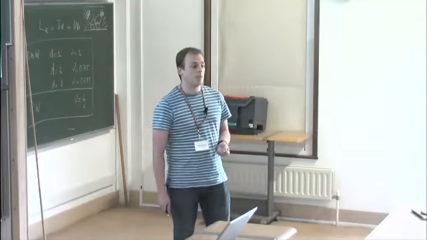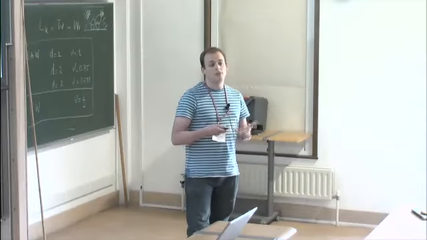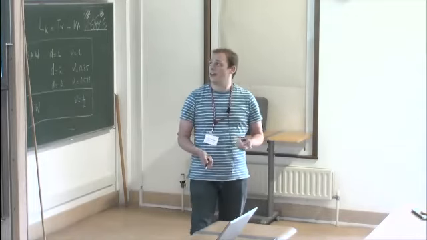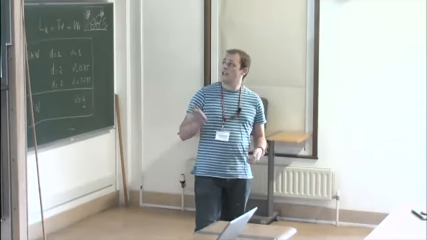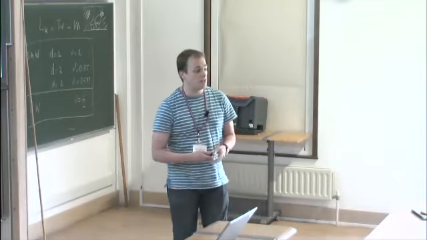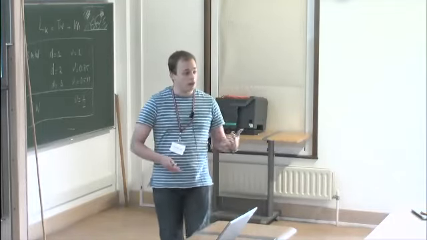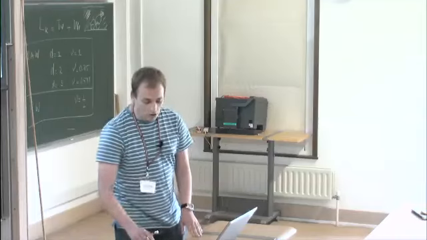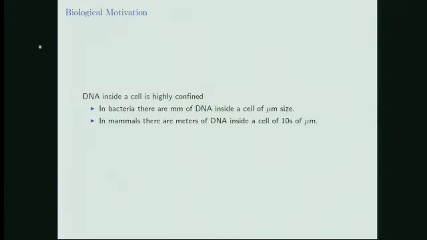So I'm going to start, by way of motivation, just by reminding you of some situations where you see clustering of DNA binding proteins. This is in things which have already been mentioned this week. As we all know, the DNA inside a cell is highly confined. In bacteria, you have millimeters of DNA in a cell size of microns, and in eukaryotes, you have meters of DNA inside cells of tens of microns. So the DNA has to be confined.